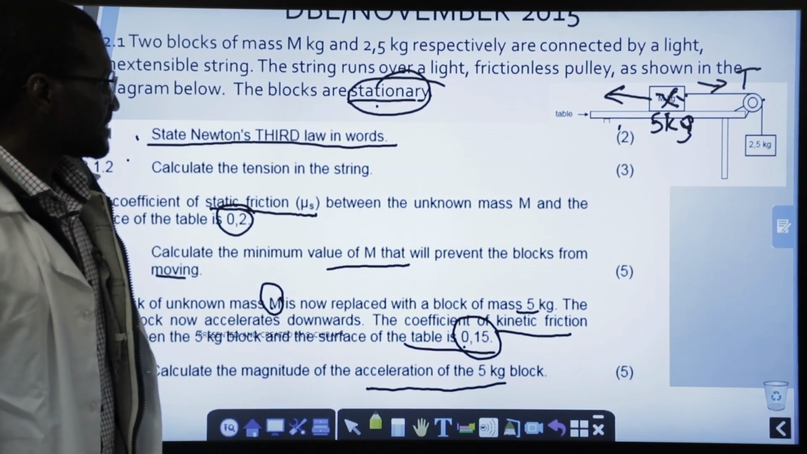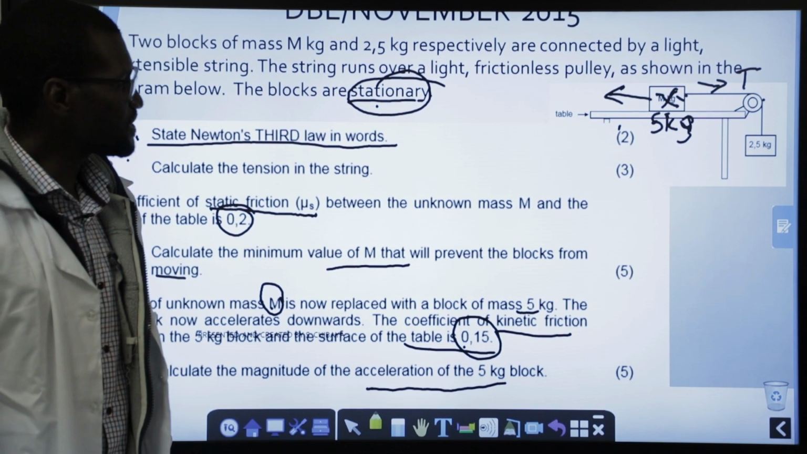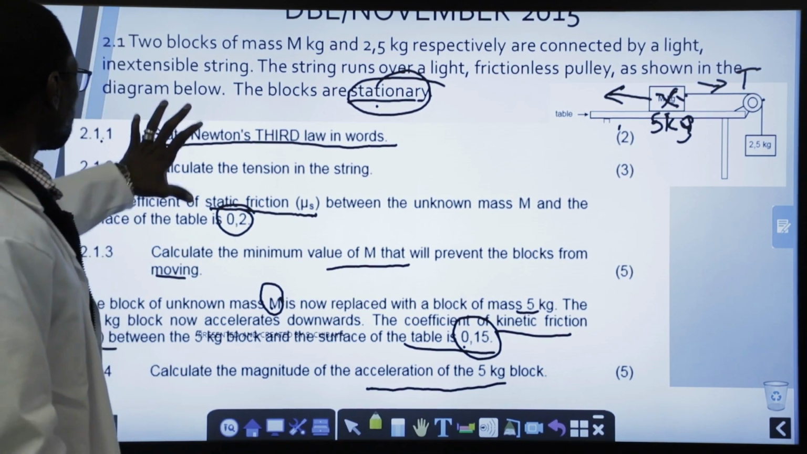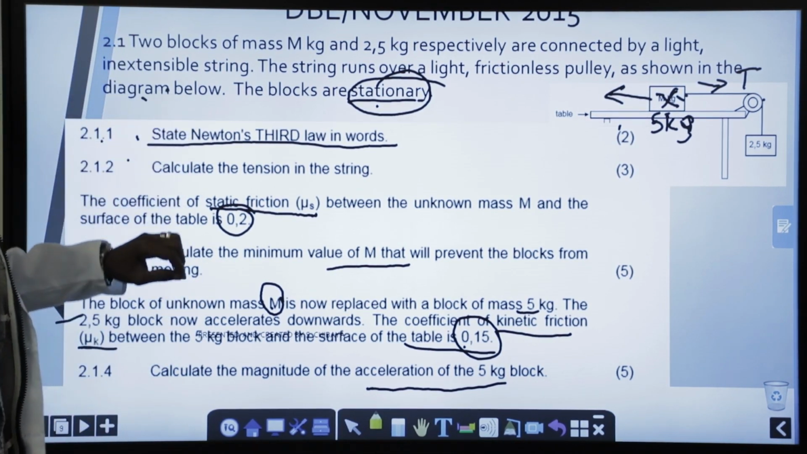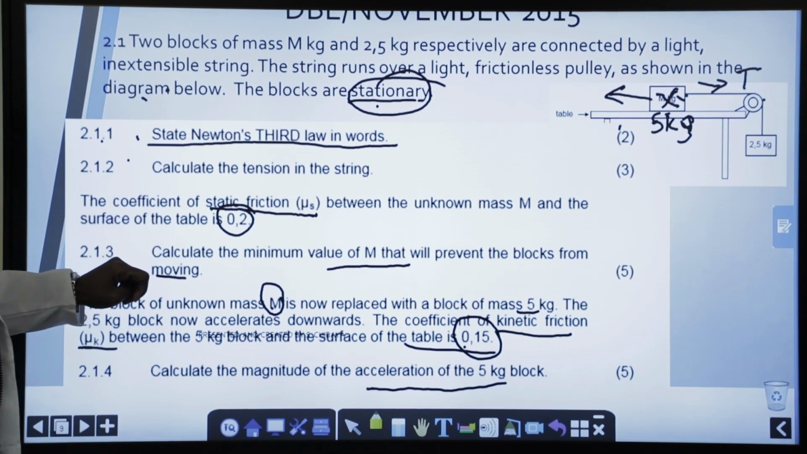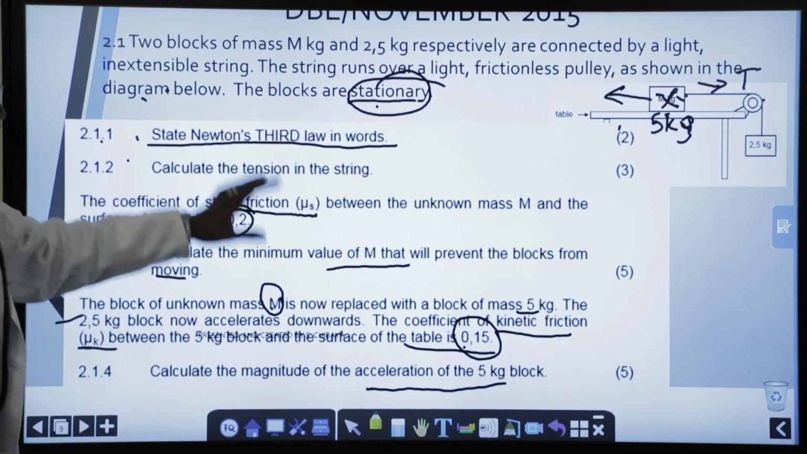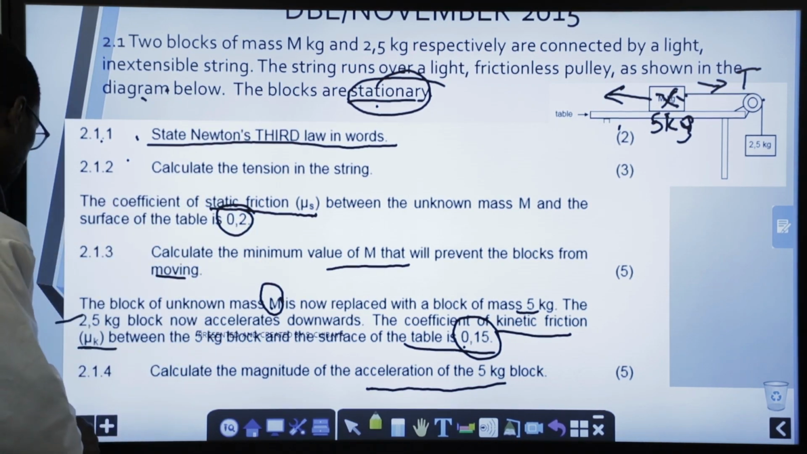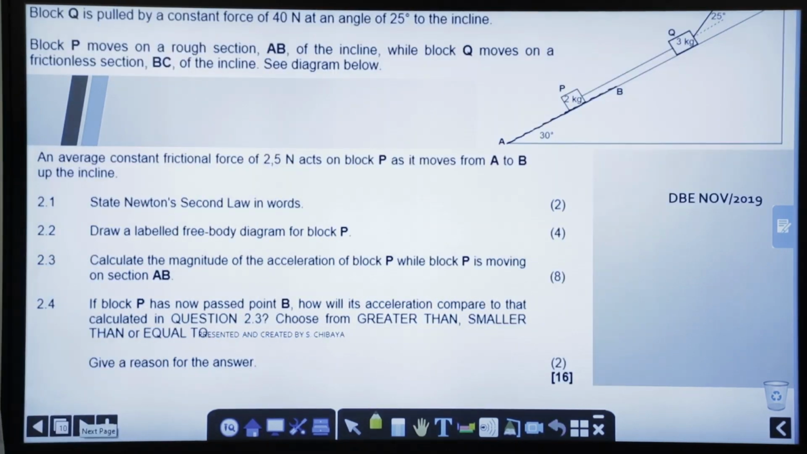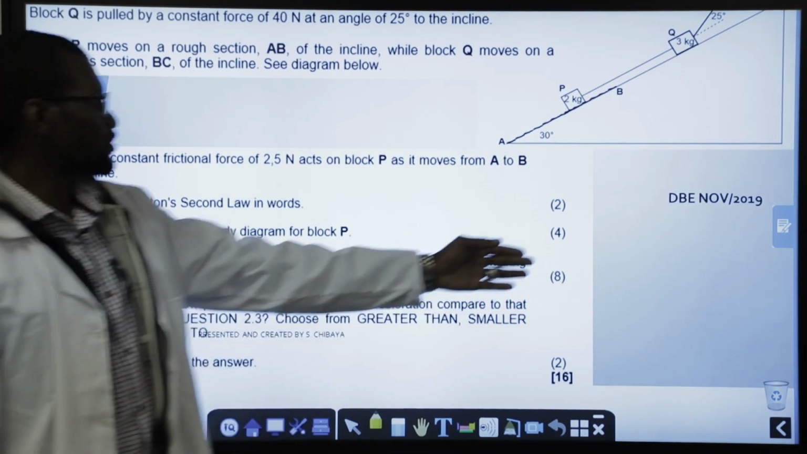Okay, that should be easy. Piece of cake, right? So what have you seen here? We have been asked about Newton's third law. We have been asked about Newton's second law. We have applied our understanding of the 2 laws in order to come up with the final answer for that question.